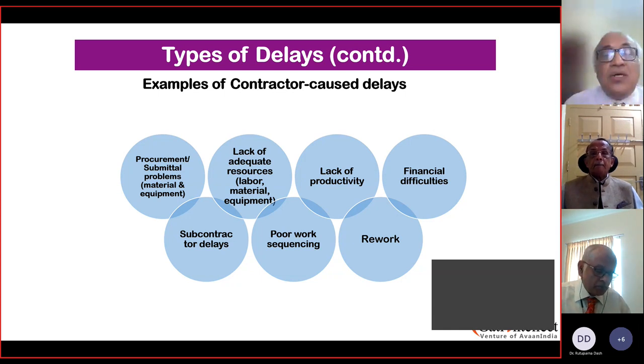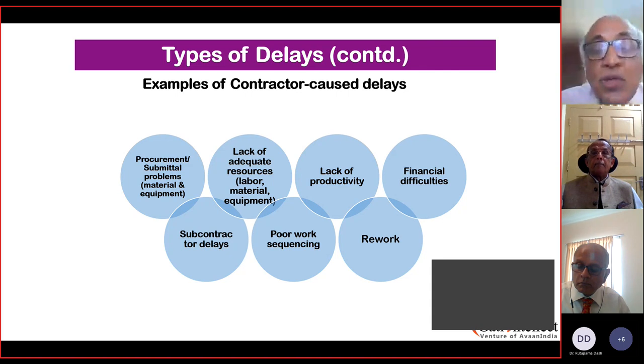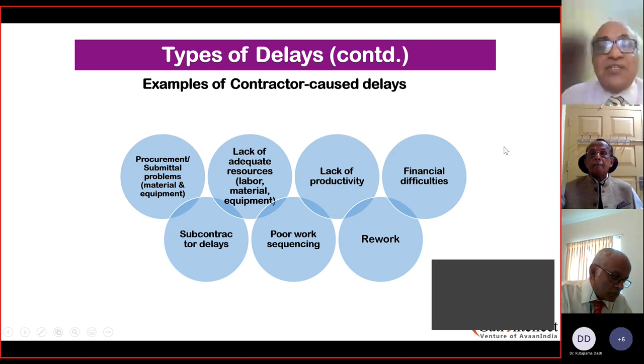So essentially, the types of delays in summary would be based on resources, which could be labor, material, equipment. It could be in the productivity and the use of this equipment and labor and the money. While the work sequencing would come under the planning part. So all these aspects have to fall in place so that there are no delays caused by the contractor. Otherwise, there could be claims from the owner.